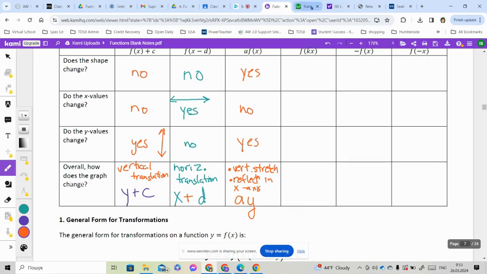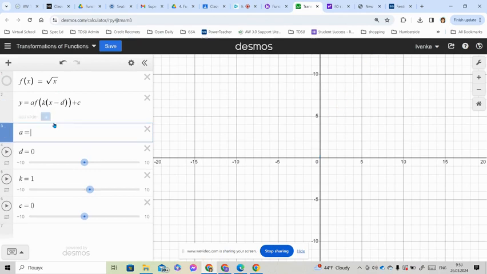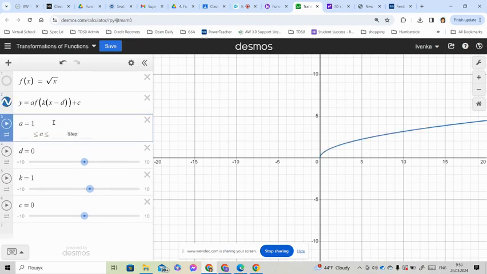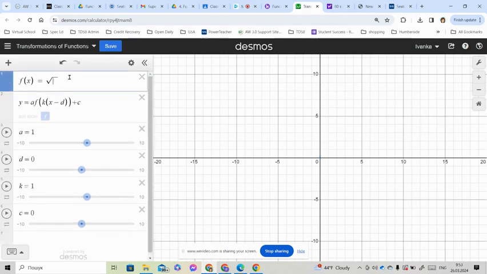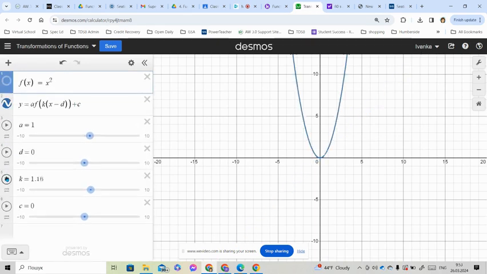Okay, here's another one, a new one. And this is the K value. So let me set A to 1 so that the shape is back to normal. I'm going to start off with the parabola and show you why we never learned the K.